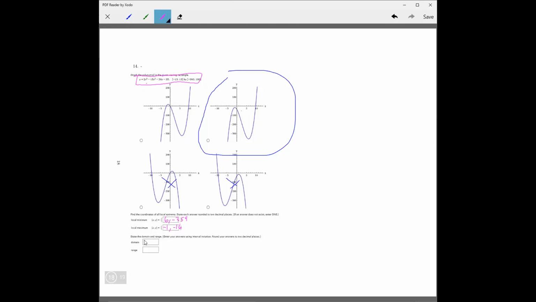You can pick up the domain and the range. The domain is going to be negative infinity to infinity. The domain of any polynomial is negative infinity to infinity. The range is different, though, but because we have this going down forever and up forever, the range is going to also be negative infinity to infinity.